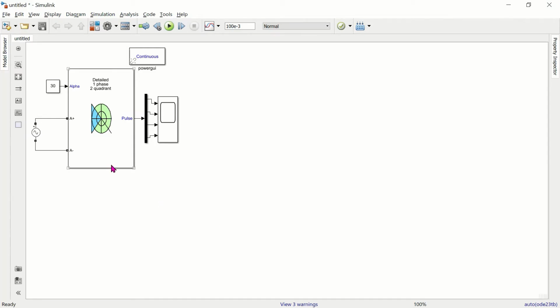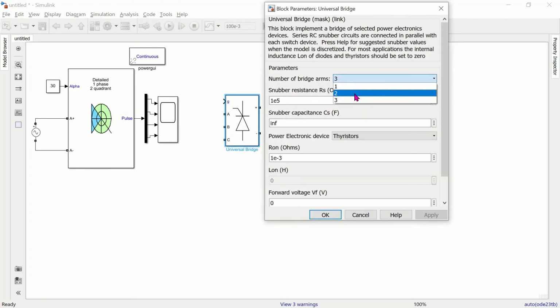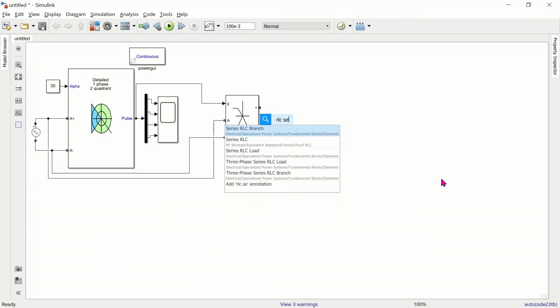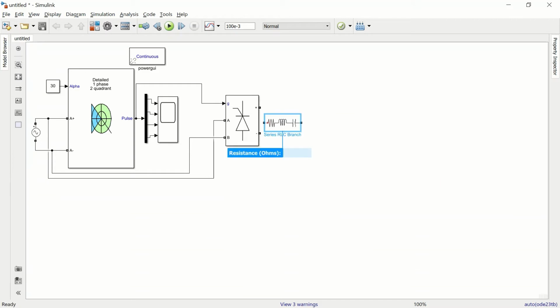Now we verify the operation of this firing pulse unit by connecting a single phase fully controlled rectifier. I'm selecting a universal bridge. It's a 3-phase bridge; I want to select it for 2-phase. Here I have to give the firing pulse. Here I have to connect the input voltage to the bridge. Here I have to connect the RLC series branch.